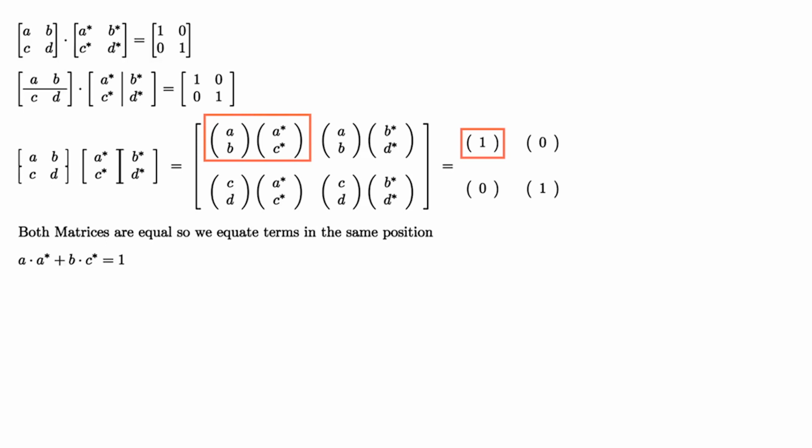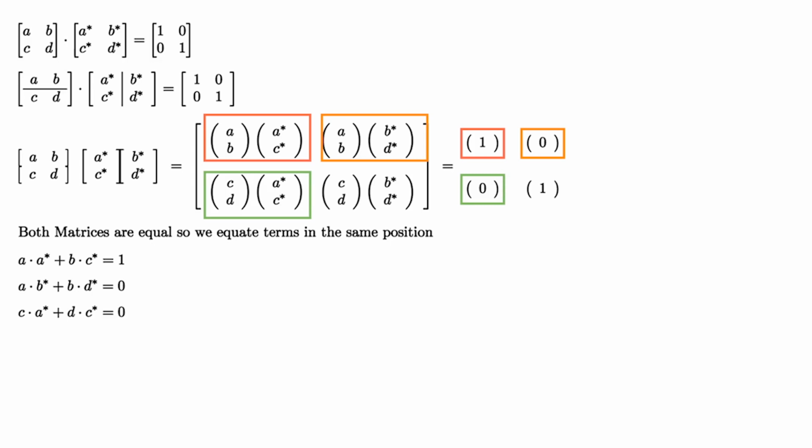Equating the second terms, we end up with a times b* plus b times d* equal to 0. Equating the third terms, we end up with c times a* plus d times c* equals 0. And if we equate the fourth terms, we end up with c times b* plus d times d* equals 1.